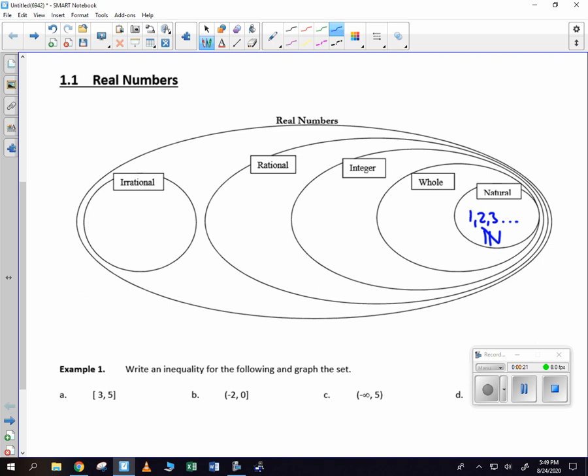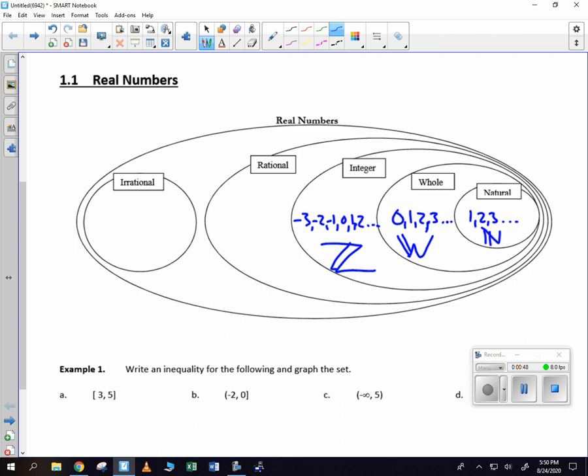We give it that letter N with a line on the side. Whole numbers are the same. They just include 0. So that's the difference. Whole numbers include 0, so write it like that: 0, 1, 2, dot, dot, dot, and so on. The integers are written as a Z with a double line there.